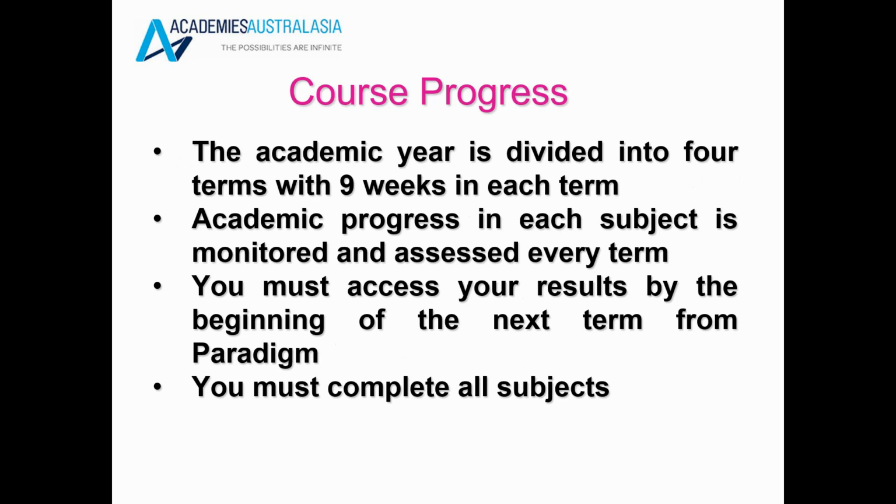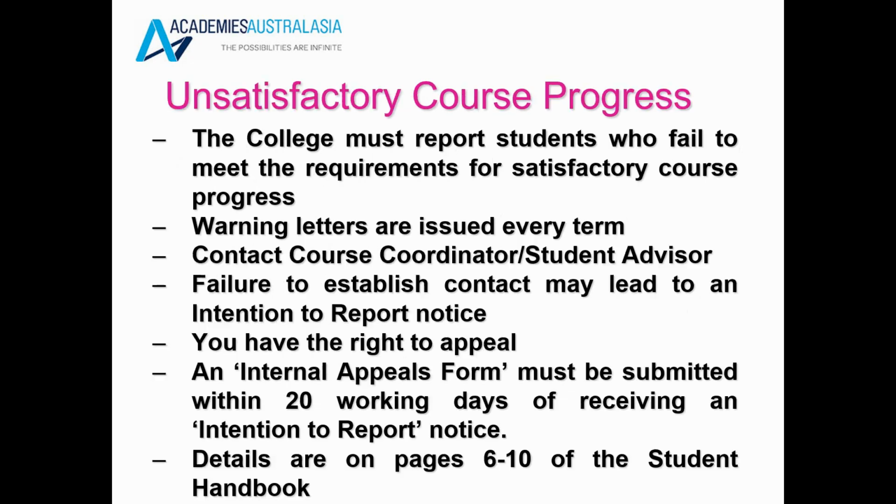Course progress. The academic year is divided into 4 terms with 9 weeks in each term. Academic progress in each subject is monitored and assessed every term. You must access your results by the beginning of the next term from Paradigm. You must complete all subjects.